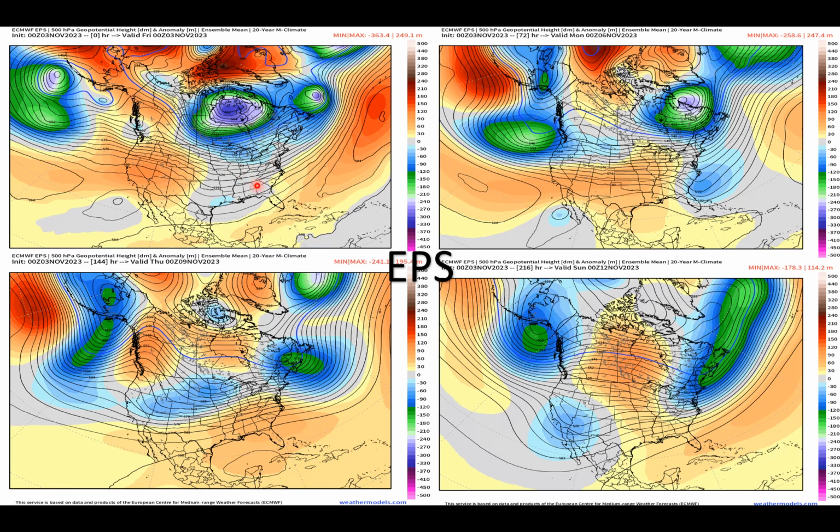We have this deep trough situated from Halloween through about yesterday, the 2nd of November, so it brought much colder temperatures to the east. In fact, we saw some record low temperatures from the southeast to the mid-Atlantic recently.